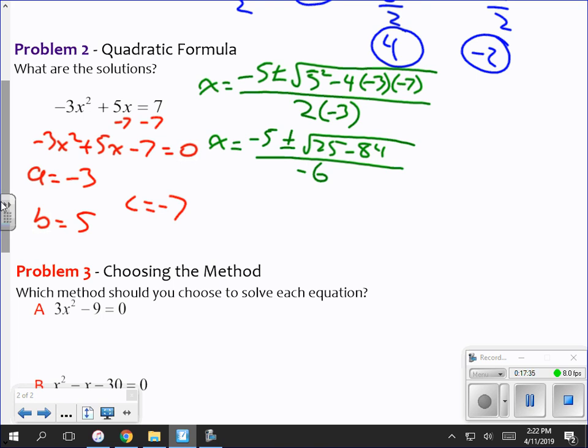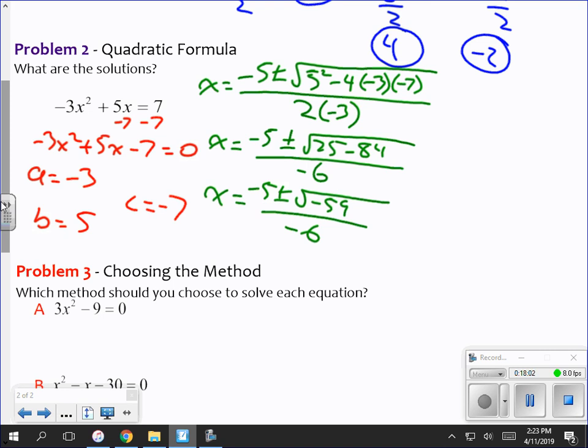Combine up what's underneath the square root. x equals -5 plus or minus the square root of -59 all over -6. And I cannot take the square root of -59. 1, 59 is not a perfect square. 2, you cannot take the square root of a negative number.